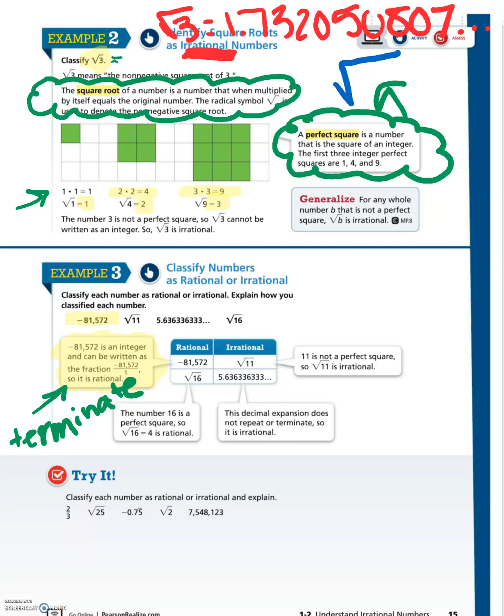Next, the square root of 11. The square root of 11 is not a perfect square, so the square root of 11 is irrational. Again, if we check in our calculator, the square root of 11 ends up being equal to 3.316624, on and on. It does not end, and it does not repeat. Therefore, it is irrational.